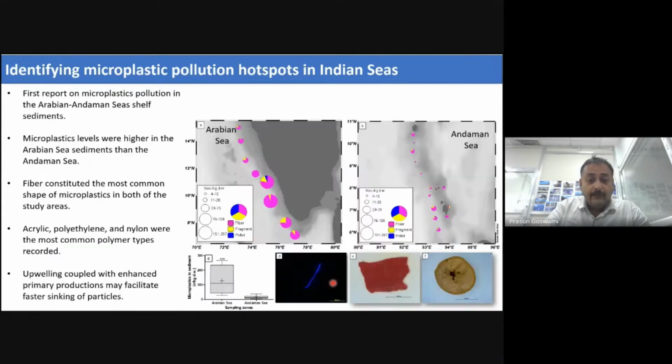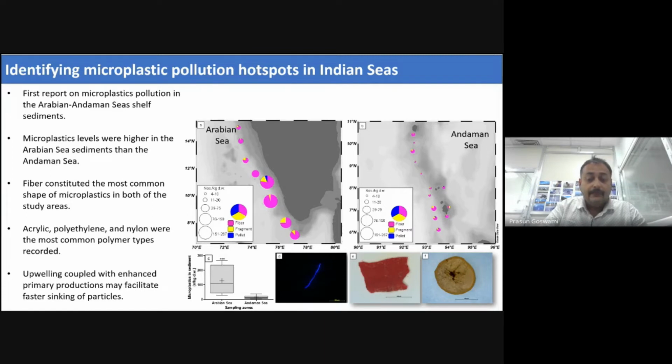Then we tried to develop the baseline data of microplastic pollution in the Indian Ocean. For this, we selected two regional seas, the Andaman Sea and the Arabian Sea, and we collected silt sediment from both these seas, because sediment acts as the ultimate sink of plastic debris. So we collected sediment from these areas and analyzed the microplastic concentration in it. Again, what we observed was that the Arabian Sea tends to accumulate more plastic than the Andaman Sea, and the number was again alarming.